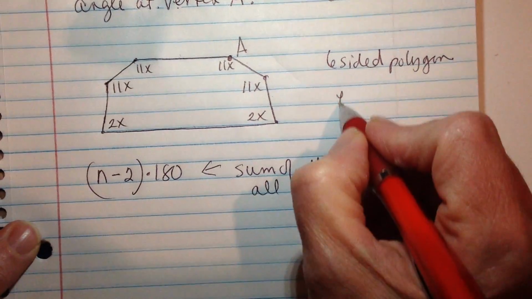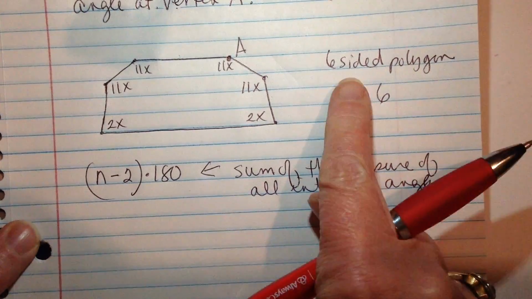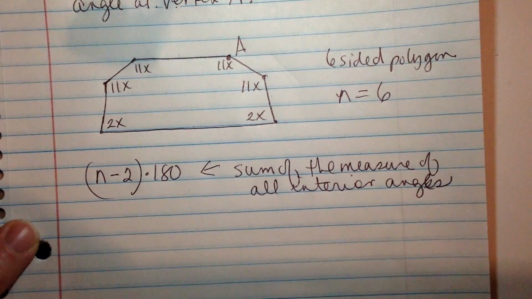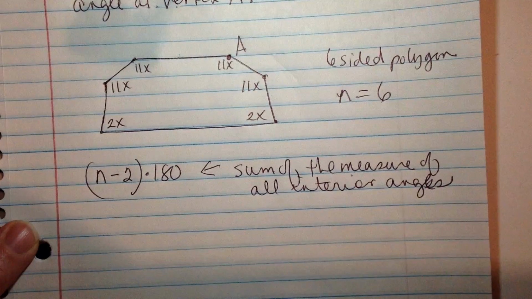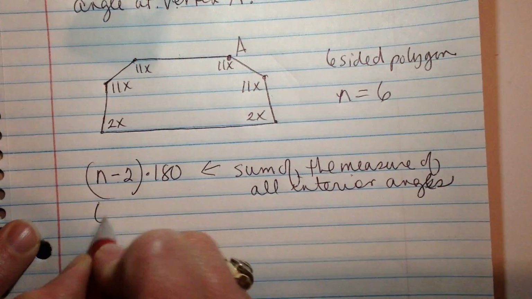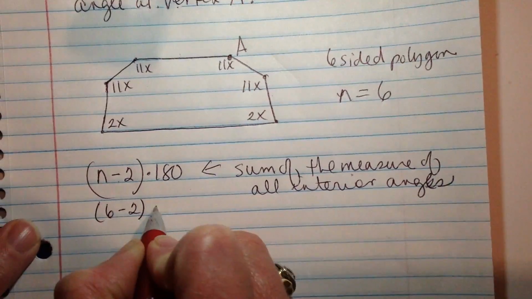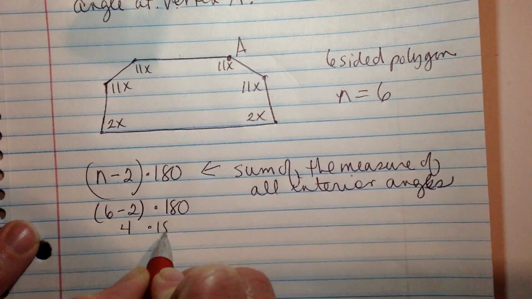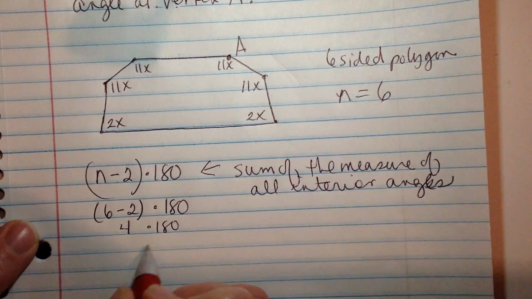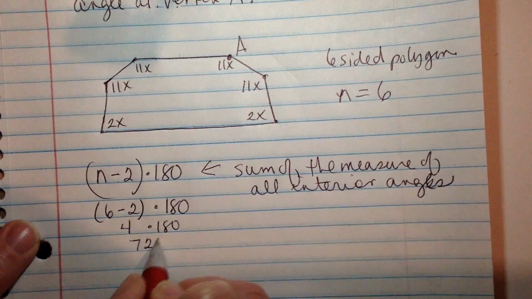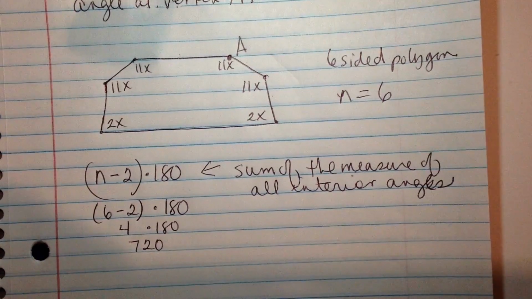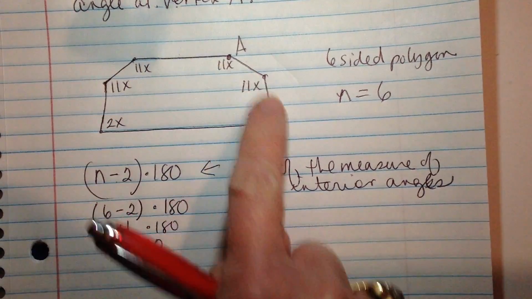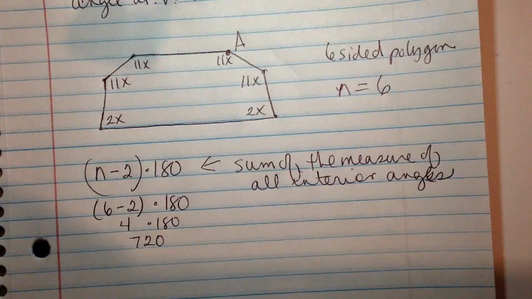Well, n equals 6. If you have a 6-sided polygon, n is 6. So plugging it into the formula, you would have 6 minus 2 times 180. 6 minus 2 is 4 times 180. And 4 times 180, if you punch it in your calculator, is 720. So we know that all 6 of these angles added together equals 720.